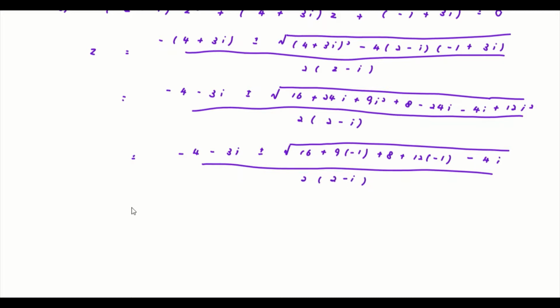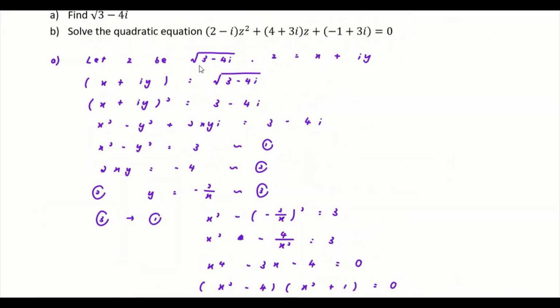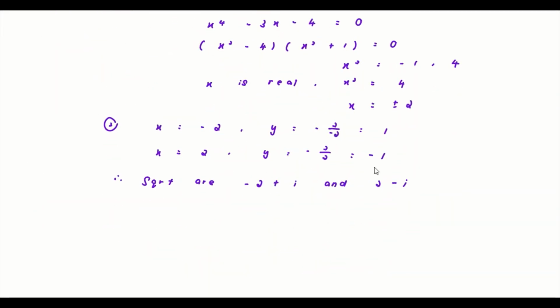When you solve it, you will see that you get negative 4 minus 3i, plus minus the square root of: 16 minus 9 you get 7, 7 plus 8 is 15, then 15 minus 12 gives 3. So 3 minus 4i. Then how do you solve the square root of 3 minus 4i? This goes back to the part A question, where you find the square root of a complex number. So the square root of 3 minus 4i is these two answers.